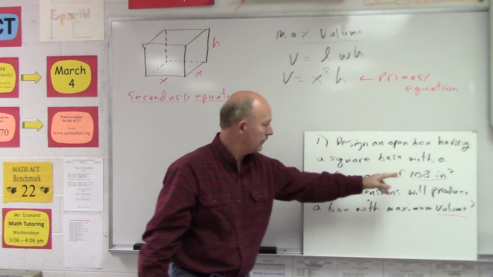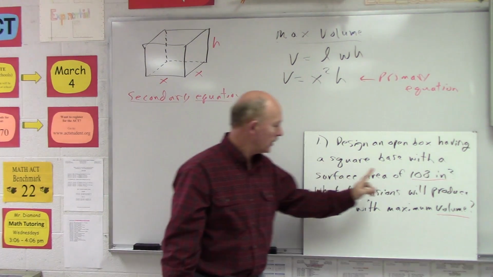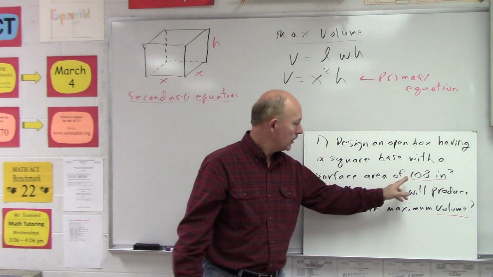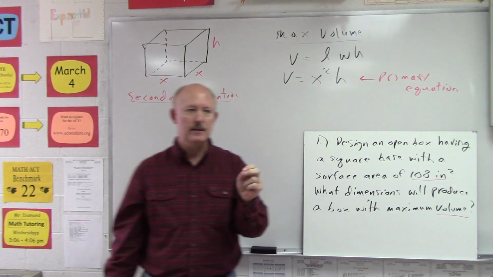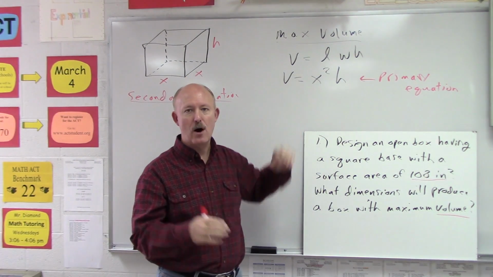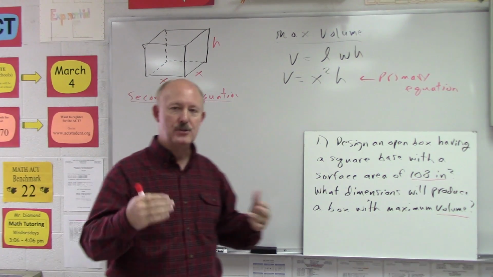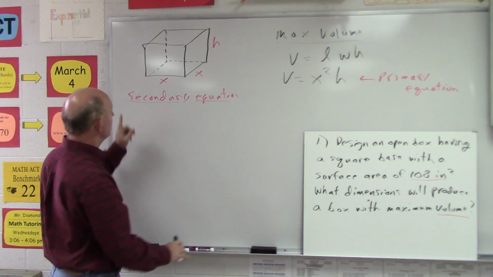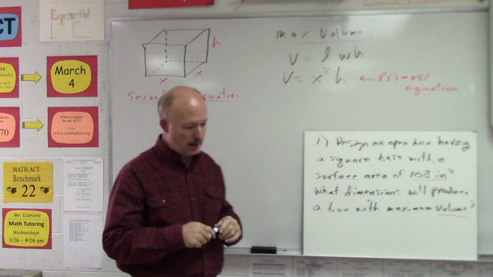They tell us the surface area is 108 inches squared, and we're going to use that constraint, 108 inches squared. We're going to use that fact to eliminate one of our variables from our volume formula and make it much easier to take the derivative of. So let's see if we can describe the surface area of our box.